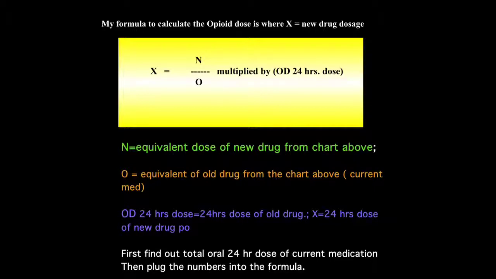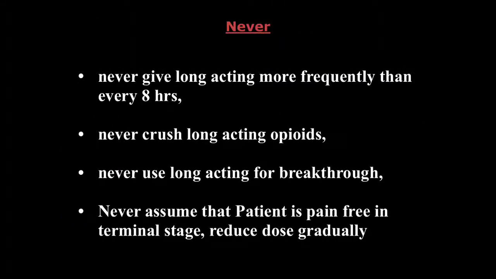I do have a formula where X equal to N divided by O multiplied by 24-hour dose of the morphine, where X is the new medicine you're trying to start, N equal to new medicine equivalent dose from the chart, O is old medicine equivalent dose from the chart multiplied by 24-hour dose of the medicine. And you put the numbers and you'll get total dose of the day.